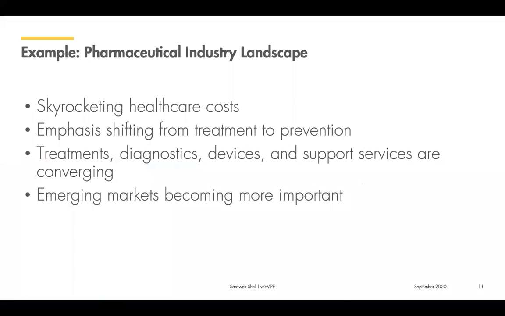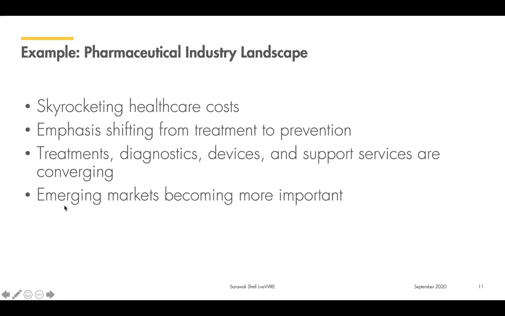So for the pharmaceutical industry, if they look at the market issues, the healthcare cost is rising. So that's one issue, right? There's also a good trend where it's shifting more from treatment to prevention. That means people are going to the gym, people are getting healthy eating habits, people are getting tested through labs and all that, which I think relates to the third point, which is treatment, diagnostic devices and support services are converging. That means that you go to a medical center, it has everything. So that's one of the trends that's happening in the pharmaceutical industry.